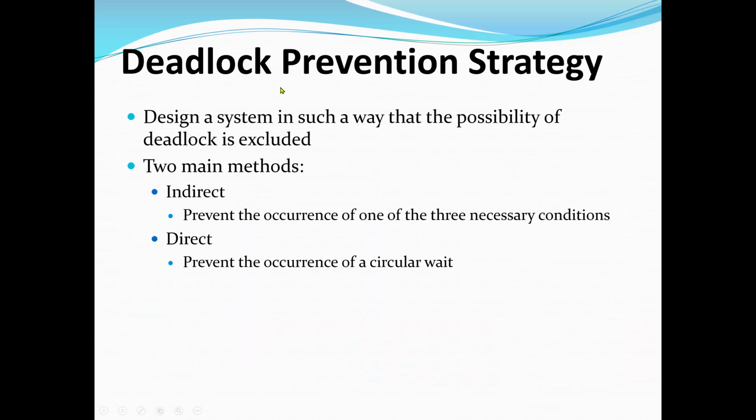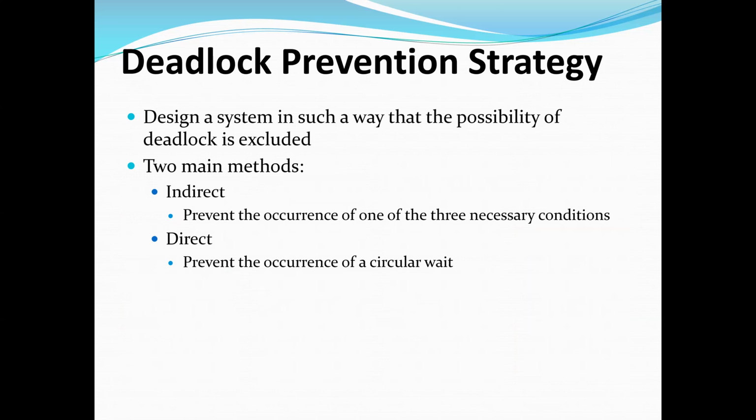So now we need some deadlock prevention strategies. And here we said again, design a system in such a way that the possibility of deadlock is excluded. We have two ways of doing this, two methods, indirect or direct. So the strategy of deadlock prevention is simply put to design a system in such a way that, again, the possibility of deadlock is excluded.